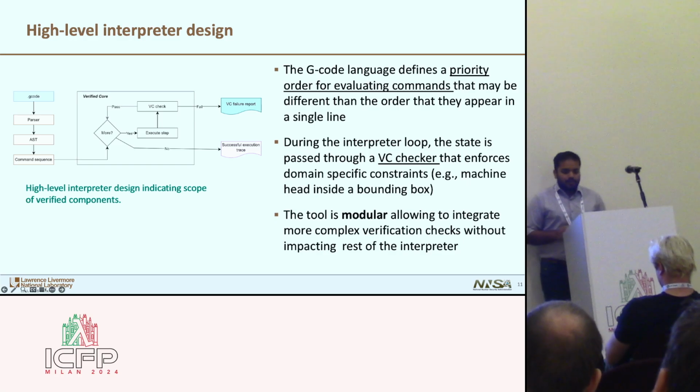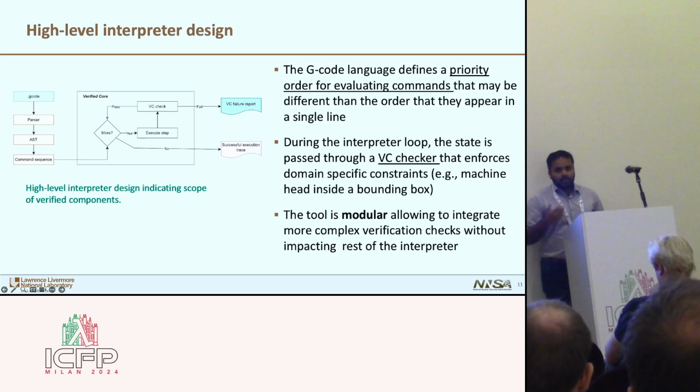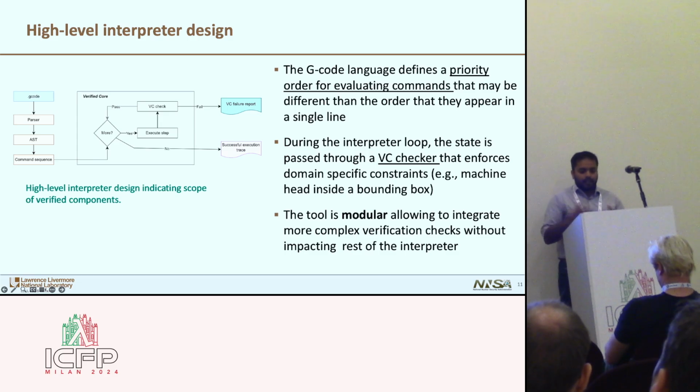A salient feature of our tool is that it's modular, which allows us to integrate more complex verification checks without impacting the rest of the interpreter. For example, let's say you want to write a VC checker which does collision detection. You can seamlessly integrate that with our tool without impacting the rest of the interpreter, and this gives a nice modularity and you can compose things together.